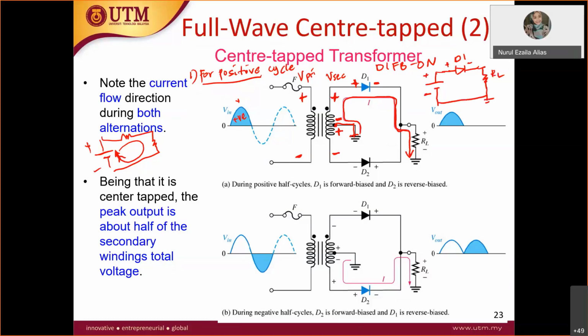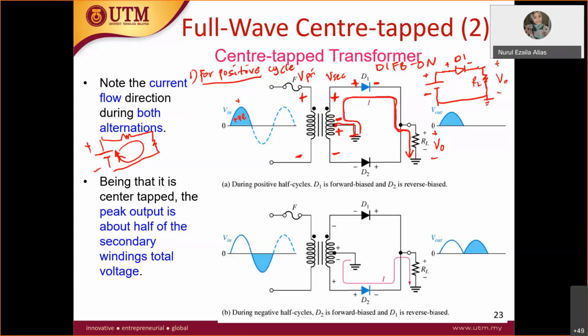Now you want your output voltage. Where is your output voltage? The output voltage is always at your RL. So this is RL and this is your V out. Now you want to get your V out value.